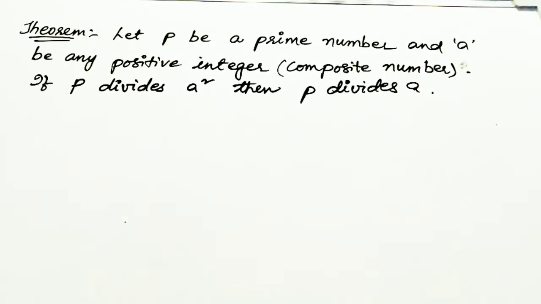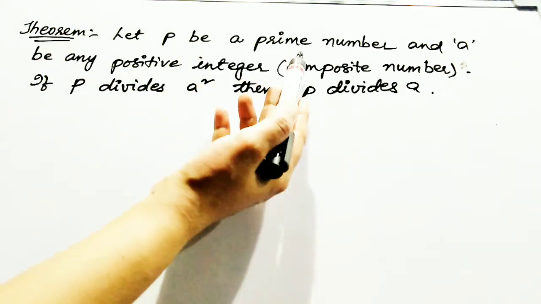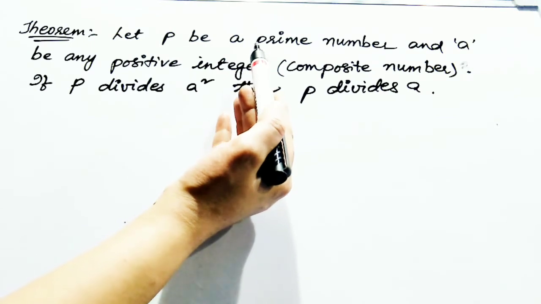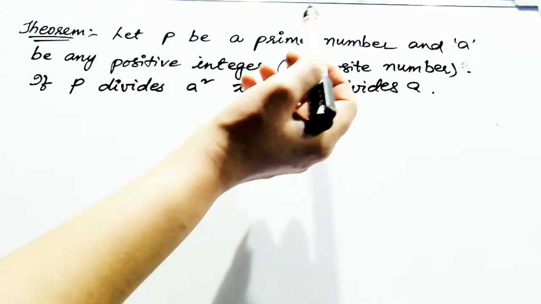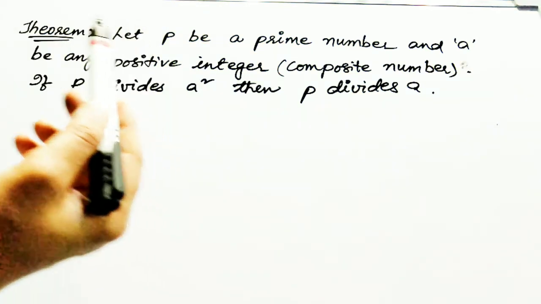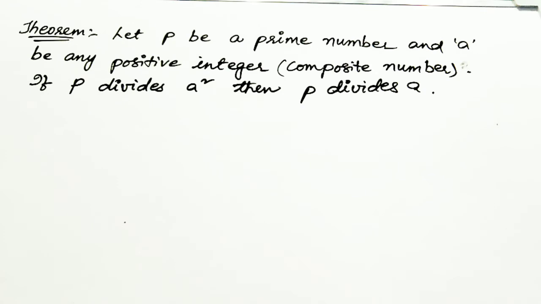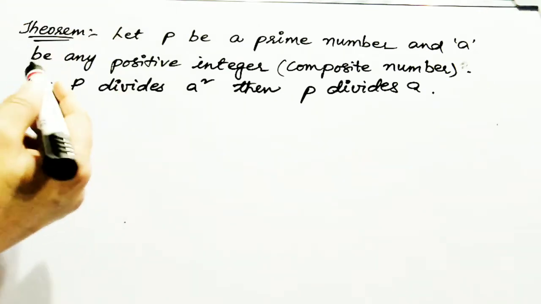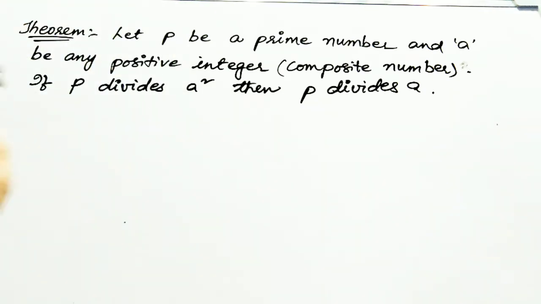Okay, in order to find out whether a number is irrational, we have to prove the irrationality of that number. For that, you have to learn this theorem. We already discussed the fundamental theorem of arithmetic. Let P be a prime number. You can consider that fundamental theorem of arithmetic. Prime number means the factors you will get from a composite number. Okay, let P be a prime number and A be any positive integer. You can call a positive integer a composite number.